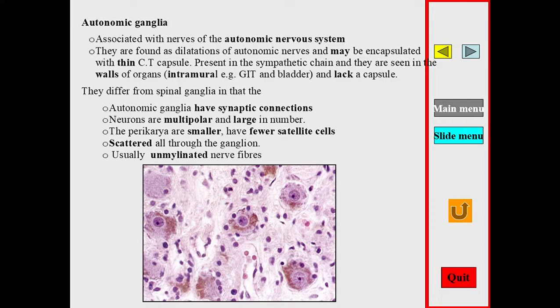Usually those types of ganglia do not have a connective tissue capsule. Occasionally, we may see a thin connective tissue capsule surrounding this autonomic ganglia. Most of those autonomic ganglia are intramural. What do we mean by intramural? They are within the organ itself, like the GI tract and the bladder, where we do not have capsules for those ganglia. In those intramural ganglia, we can see the pericardium of the neuron.